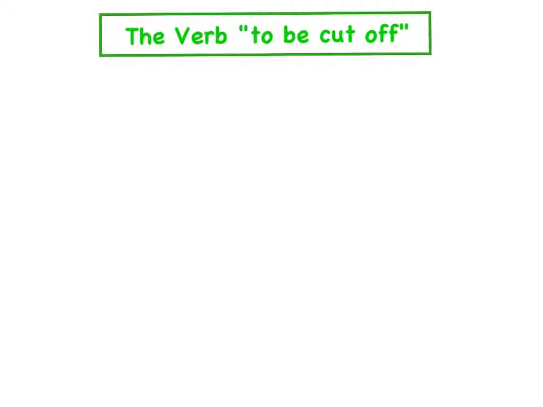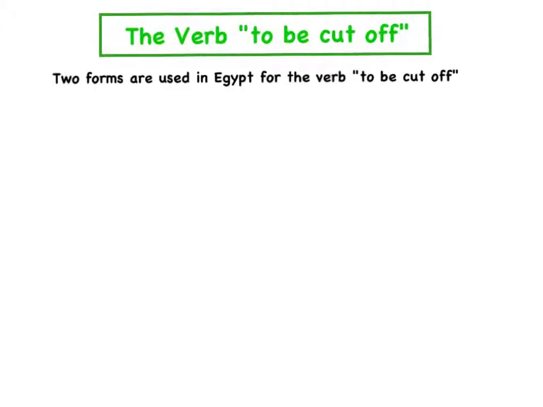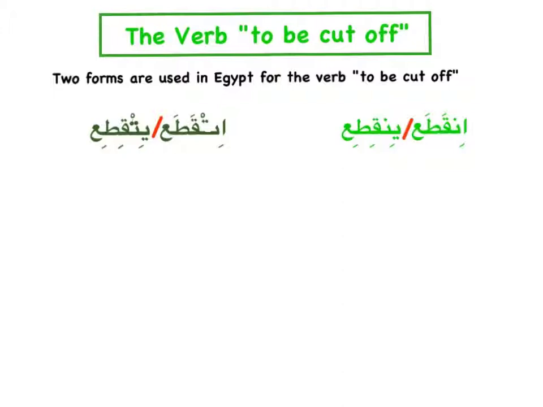And now we're going to look at the verb to be cut off in Egyptian Arabic, and sadly you might need this a lot. Just so you know, this is a very important verb, so we have two forms in Egypt for the verb to be cut off. We have انقطع or اتقطع, and these are the past forms, and ينقطع, يتقطع, present form.